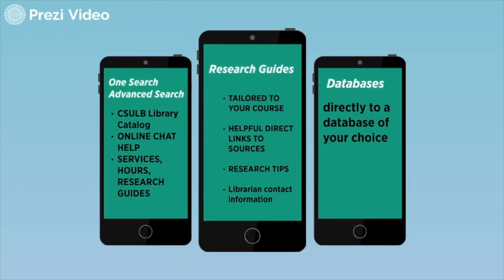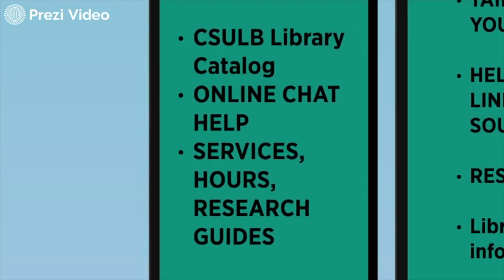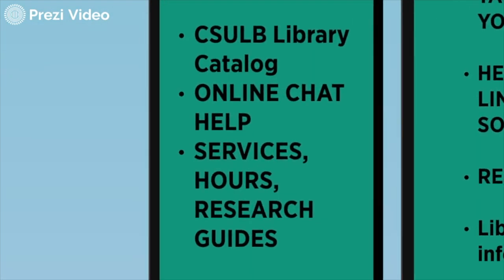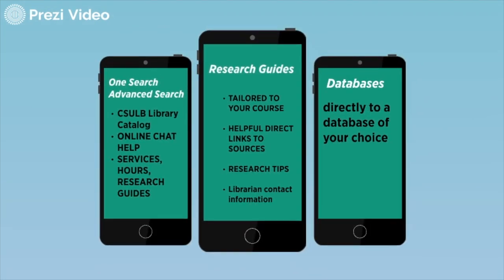There are three main ways to start once you're in there. You can go straight to our library catalog called OneSearch. There are some useful online chat help services, some other library services, hours, and research guides. Research guides are tailored to your course. They've got helpful direct links to sources and databases, some research tips, and librarian contact information.